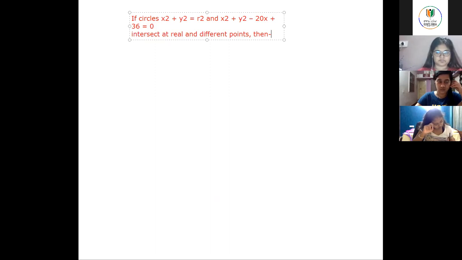Ma'am, they've not given how many. So it'll be 2 points that they intersect at? Yes, the circles will be intersecting at 2 points. So if this is a circle and this is a circle, they are intersecting. Two points are possible. So you have to tell me the value of r for these points to be real and distinct. Oh, okay. We have to find r.